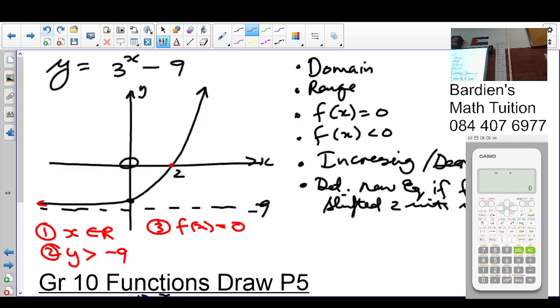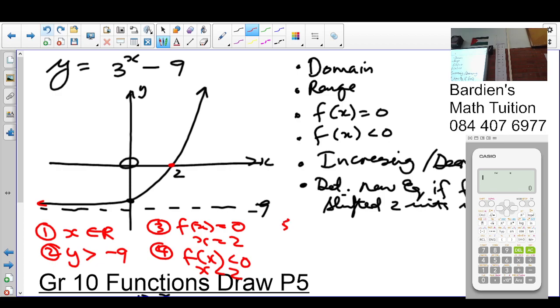With f of x equal to 0, it is equal to 0 at x equal to 2. With f of x less than 0, it's where it's below the line y is equal to 0. So it's this part of the graph here. In other words, x has to be less than 2. Okay.